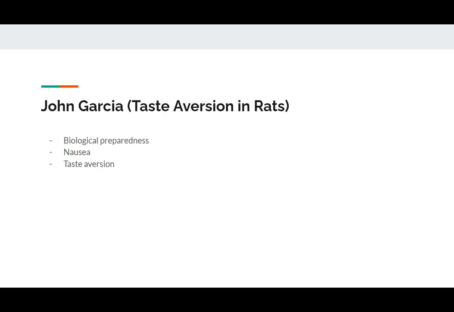Then we have John Garcia and the taste aversion in rats. Psychologist John Garcia used aversion conditioning to show the influence of biological preparedness in classical conditioning. Biological preparedness is the idea that people and animals are innately prepared to form associations between certain stimuli and responses more rapidly than others. To illustrate this, he presented rats with 3 different neutral stimuli: saccharine water, a noise, and a light, while also hitting the rats with a mild radiation that would cause nausea.